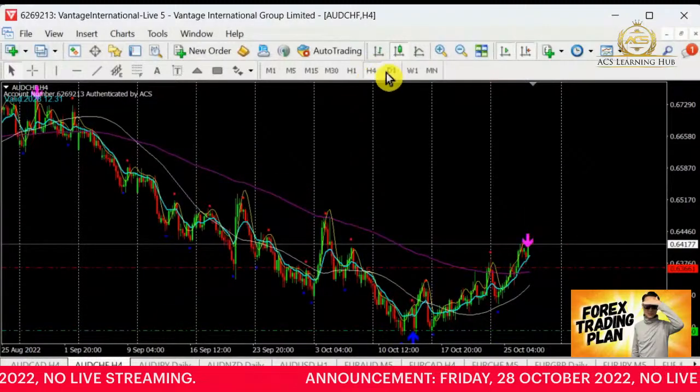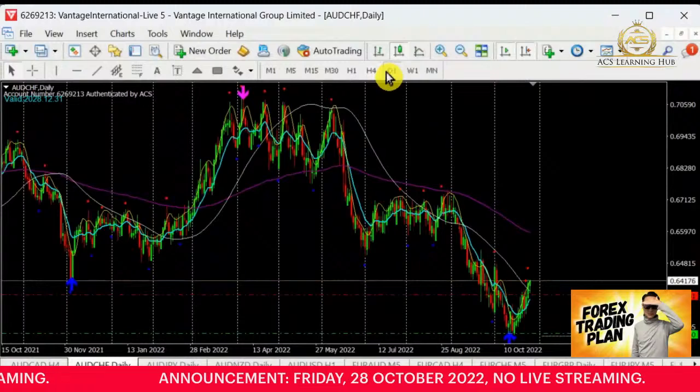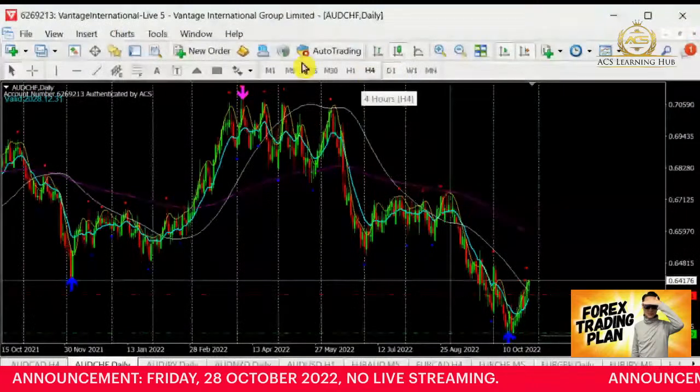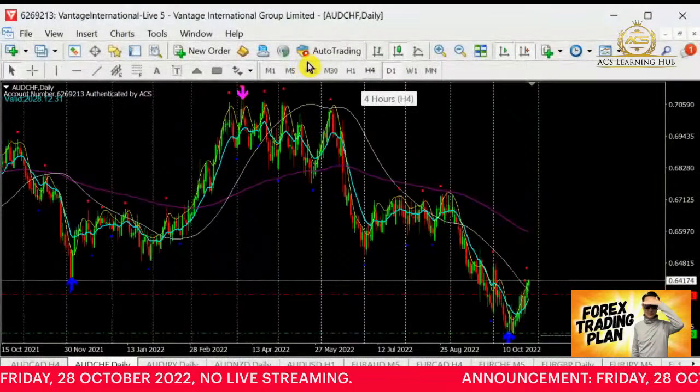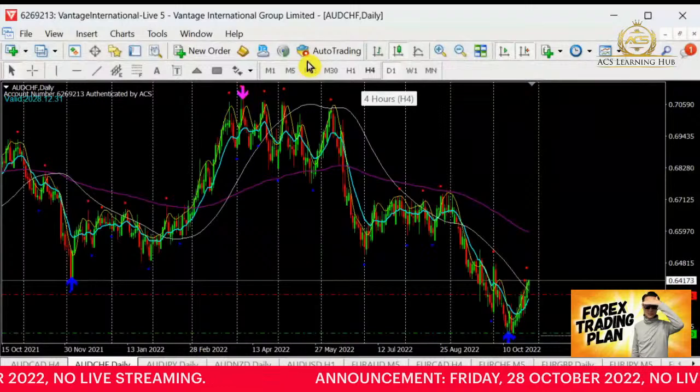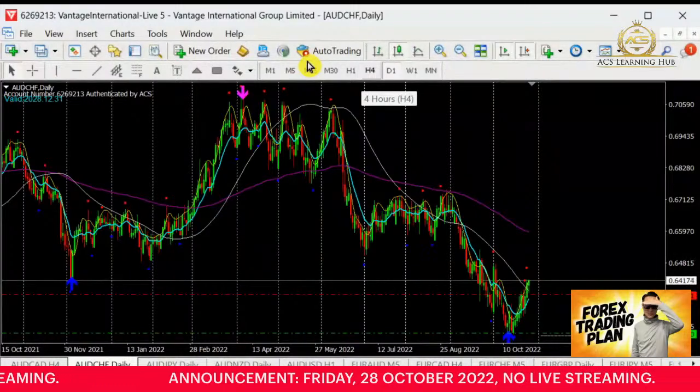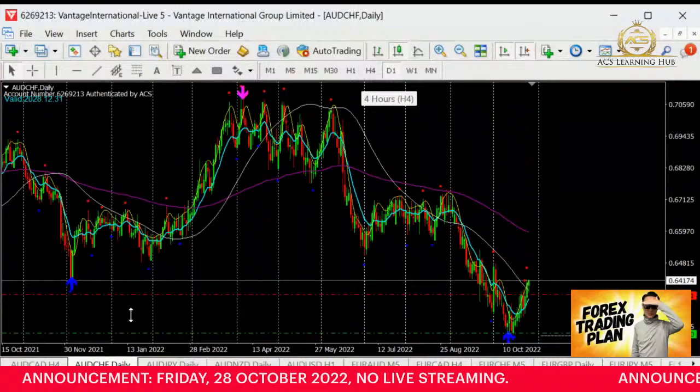Right, so for Aussie franc, same thing. We are in the bear but having a retracement, trying to go back into the bull. So tentatively, I'm going to skip this as well.